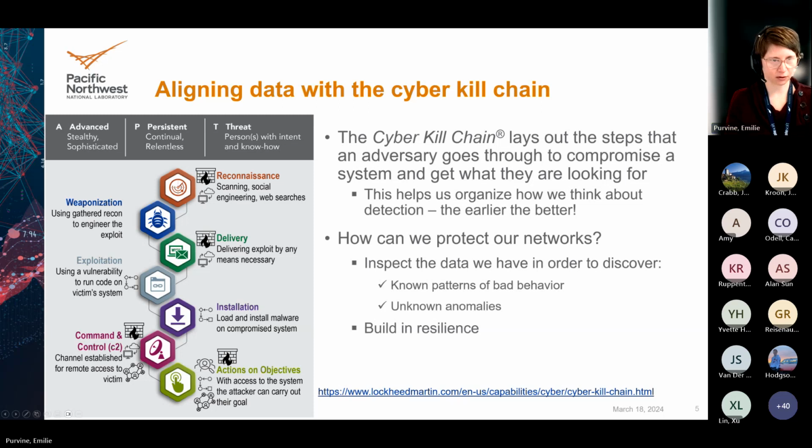Of course, we want to detect earlier in the cyber kill chain rather than later. Weaponization is something that happens remotely. It's on the adversary's system, and so that's something that we don't have any insight into. But the reconnaissance, the delivery of an exploit, the actual exploitation, running the code, installing something, calls out to command and control, and then actions that the adversary does on that target system, those are all things that a cyber defender could see in their own network. So how do we protect? Well, we have to inspect the data.